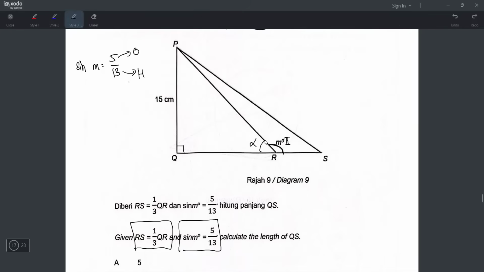I repeat one more time. Alpha and M, although the two angles are not the same, the sin, cos, tan answer will come out the same. Only the positive or negative, you have to double check. You have to check, using ASTC, whether it's positive or negative. But the answer will come out the same.